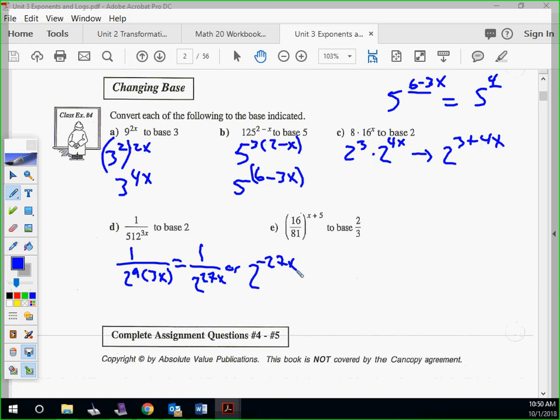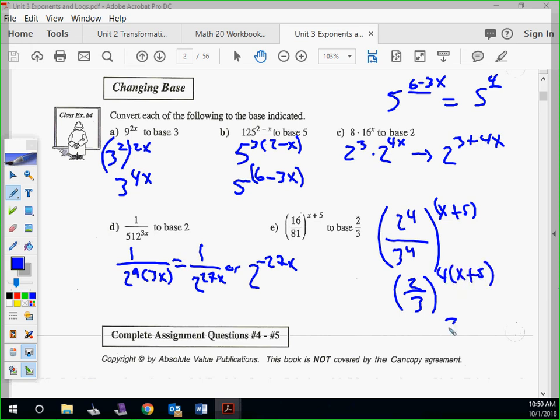And we're good here. Okay, lastly, they want to make this a base of 2/3, so we want to change the 16 to a power of a base of 2 and the 81 to a base of 3. They're both 2 to the 4th and 3 to the 4th. Does that make sense? So since they're both 2 to the 4th and 3 to the 4th, that means I can extract a 4, right? Because the 4 hit top and bottom. So I can put a 4 out here. And then your final answer would be 4x plus 20.